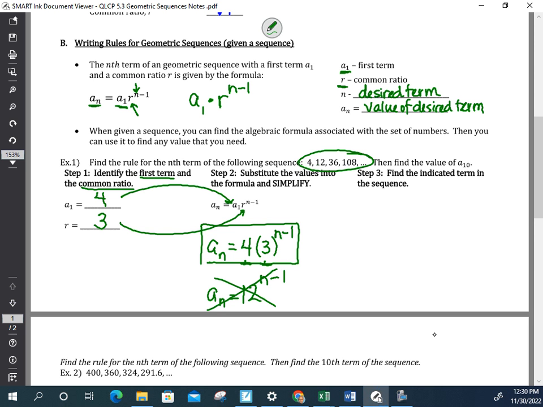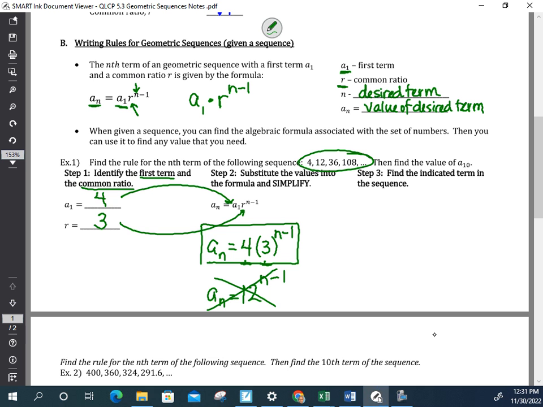Absolutely not. Number 1, that's a violation of the order of operations. If you were going to solve that out, then you would have to have done the exponents first and then multiply. So that's a direct violation of the order of operations. Once you plug in A1 and once you plug in R, that is it. You're finished.